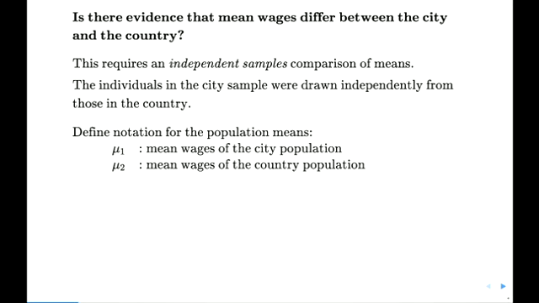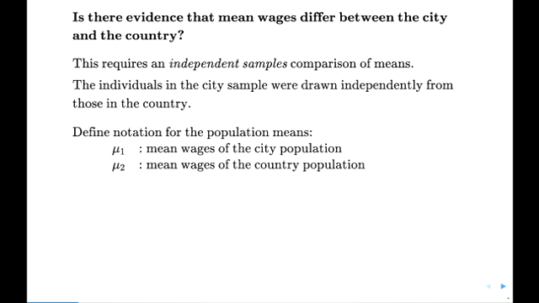So in this case, the notation, first of all, for the population means is going to be mu1 for those living in the city and mu2 for those living in the country. So you should specify this if it's not specified in a question, so that somebody reading it will know what you're talking about when you start talking about mu1s and mu2s. We need to know.